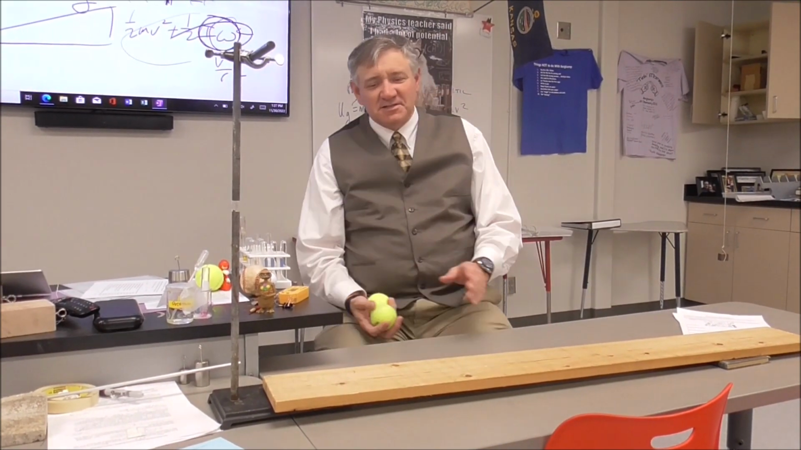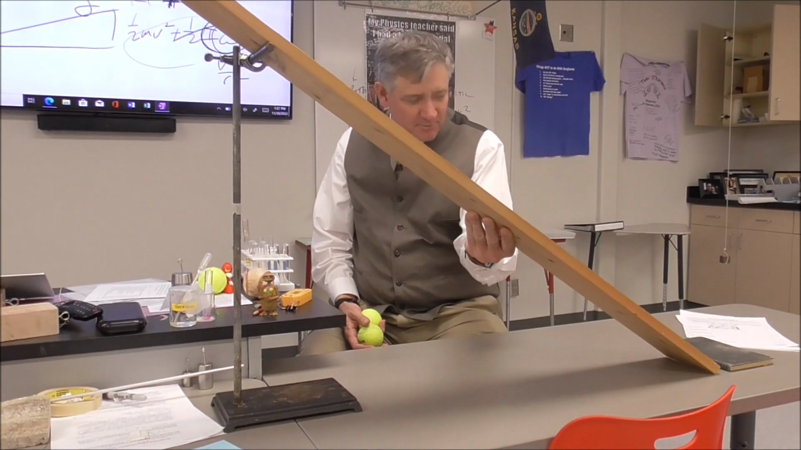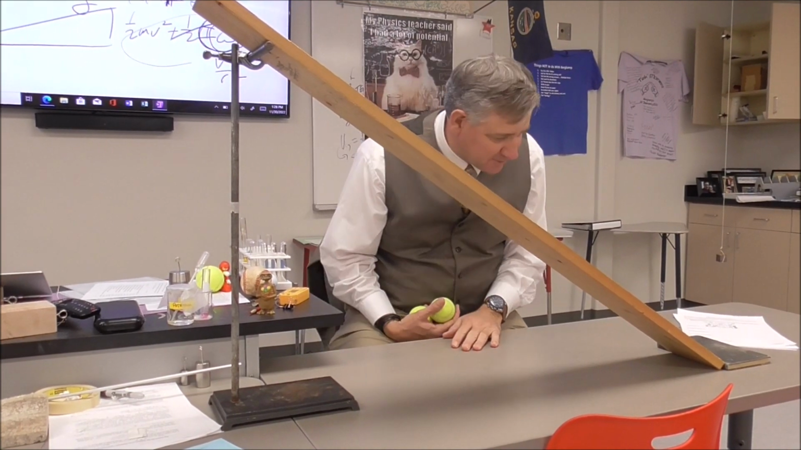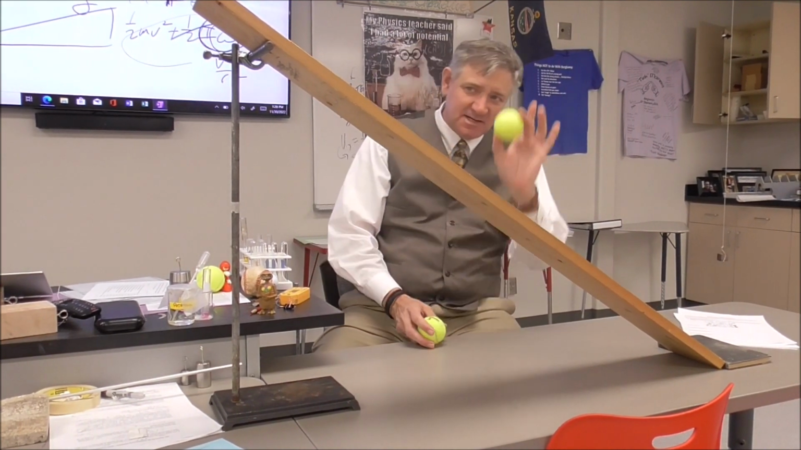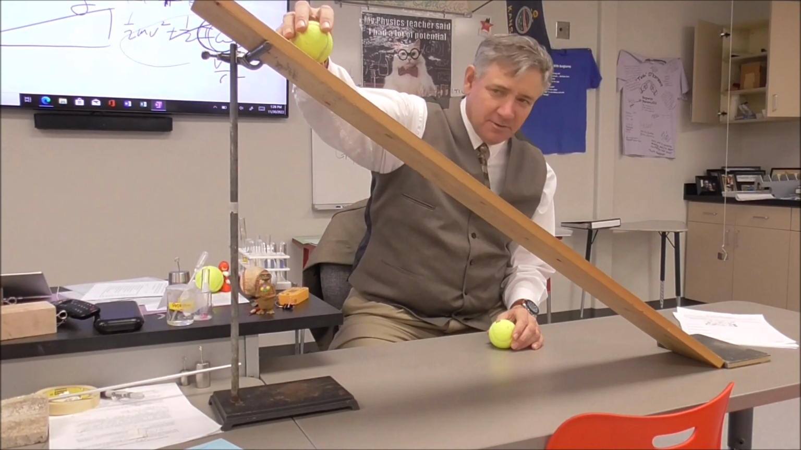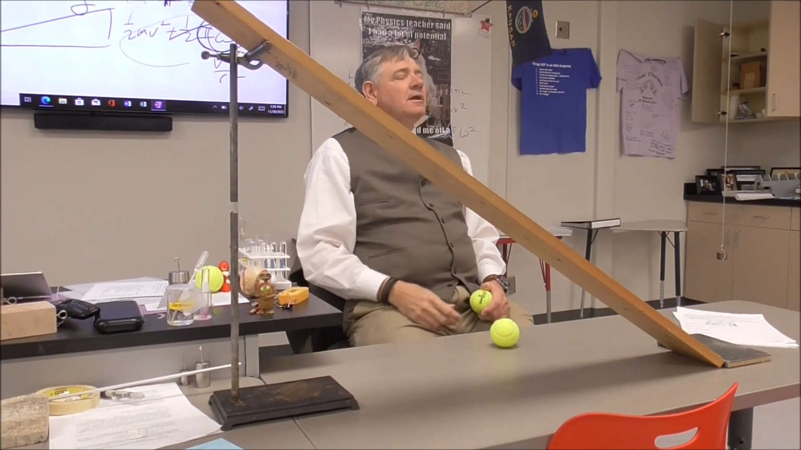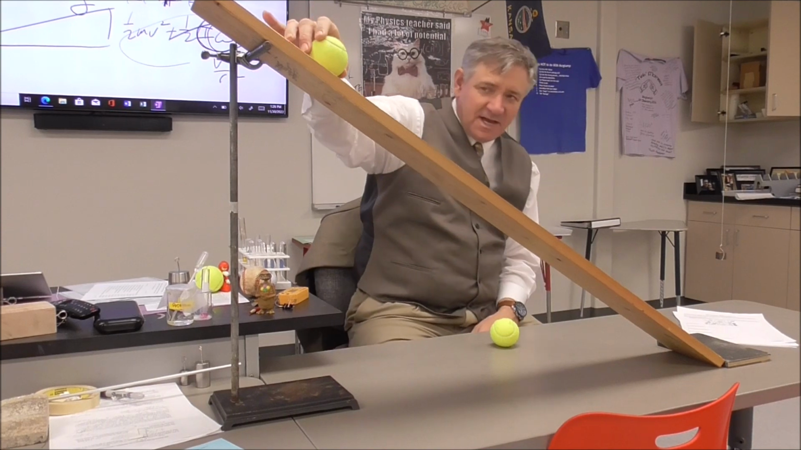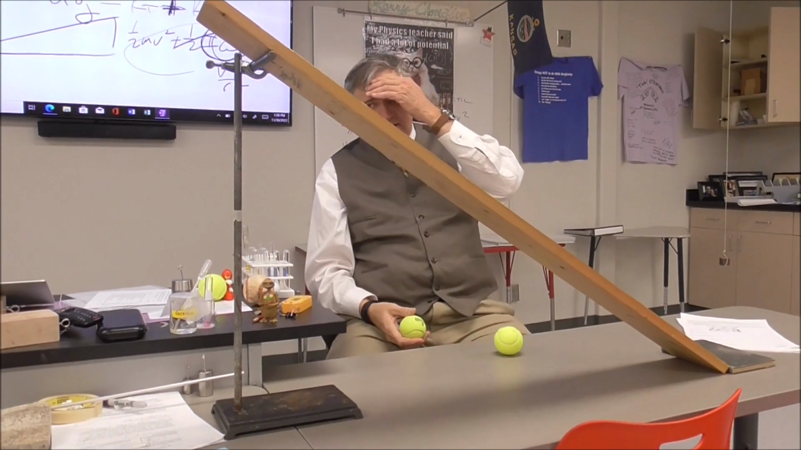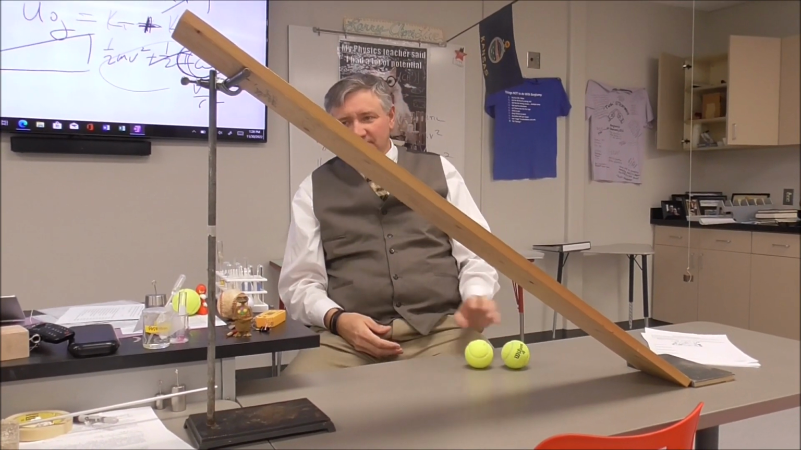Okay, so here's the main idea. You're gonna set up a ramp between 20 and 30 degrees, I don't care, it's up to you. And you're gonna take a tennis ball, hold it up, and let the tennis ball roll, and oddly enough, it's gonna hit the ground. So when it's up here, what does it have? Potential. When it hits the bottom, it has KT and KR, right?